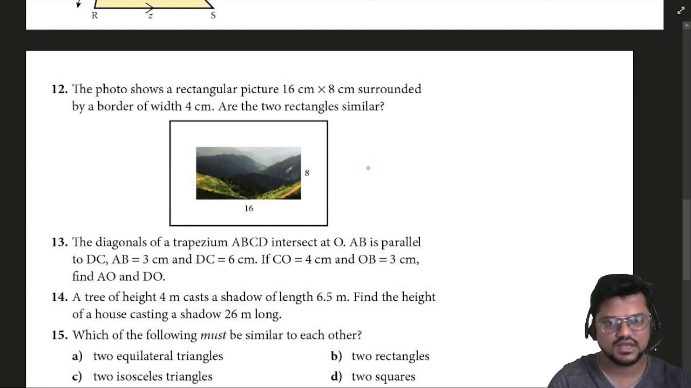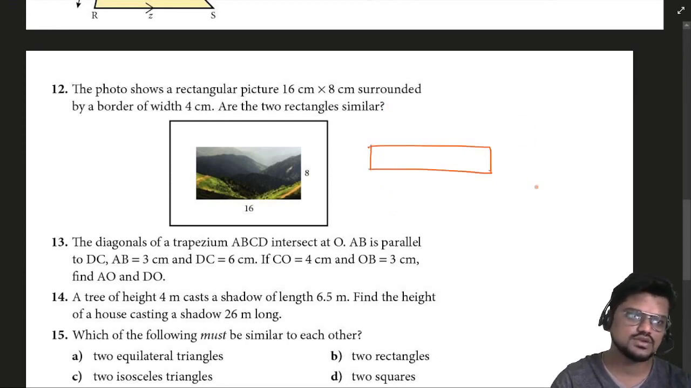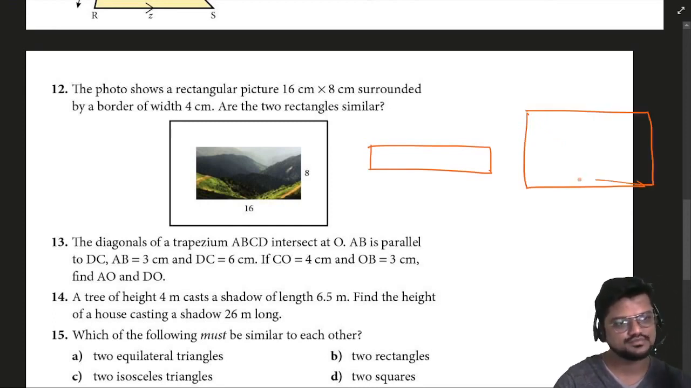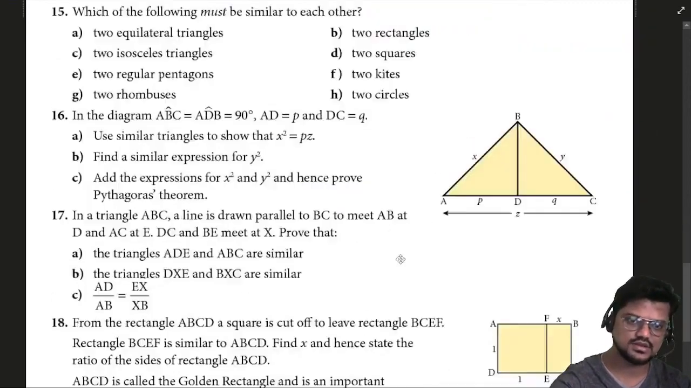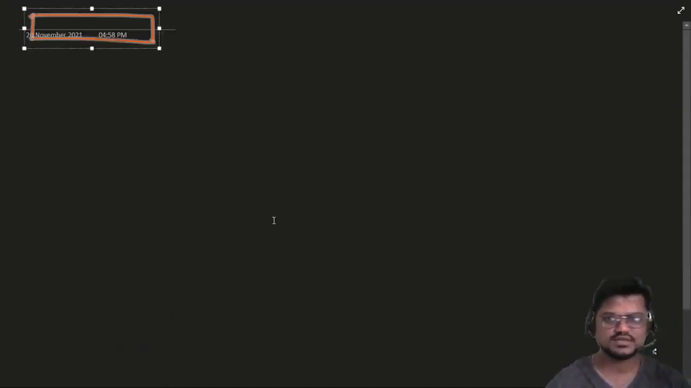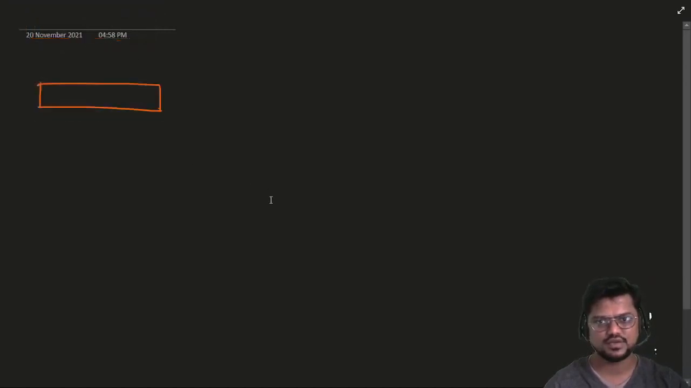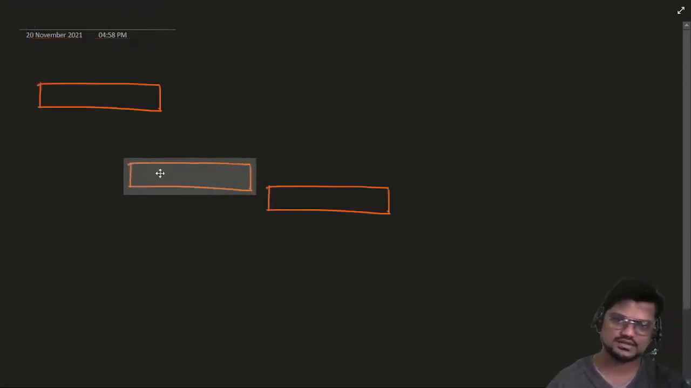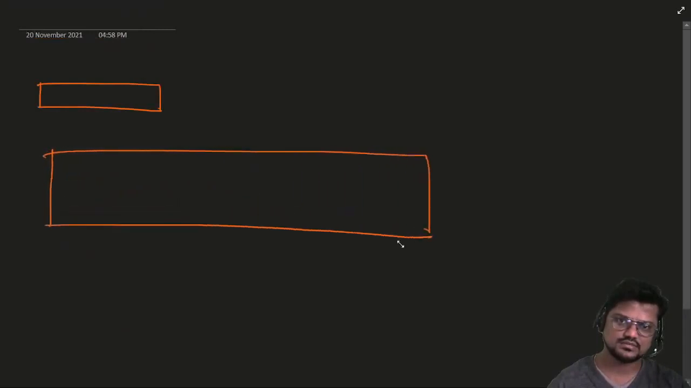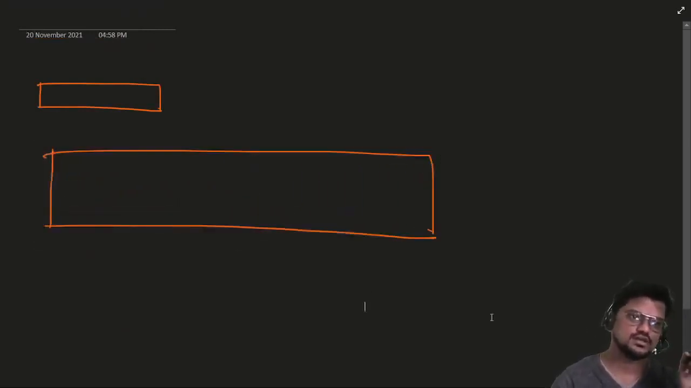Why? Because see, if this is a rectangle and this is also a rectangle, can we say they both are same? They cannot be same because if I enlarge this, if I take this as one of my figures, and the other figure is like this, and if I enlarge it, these both are similar, right? These both are similar.